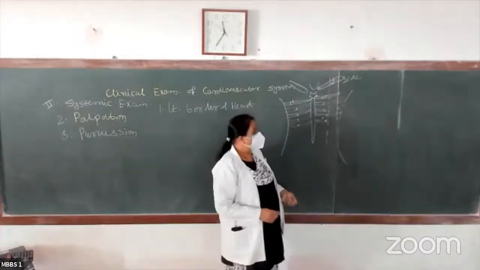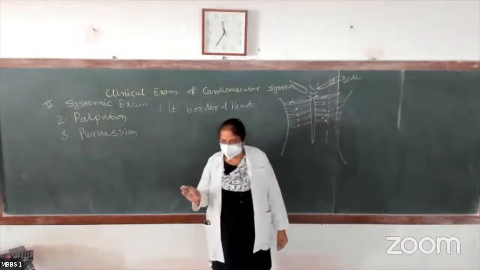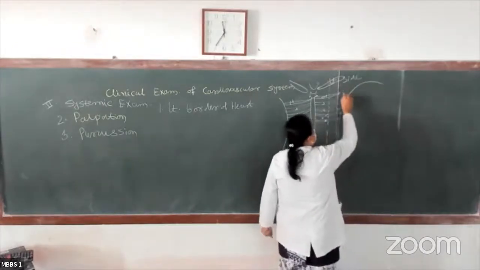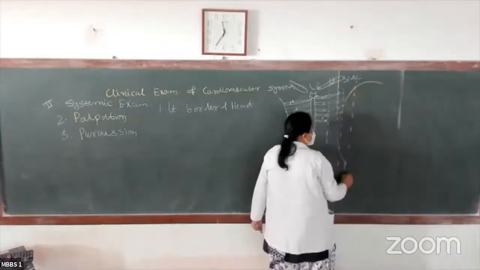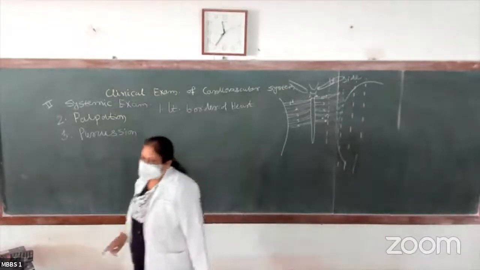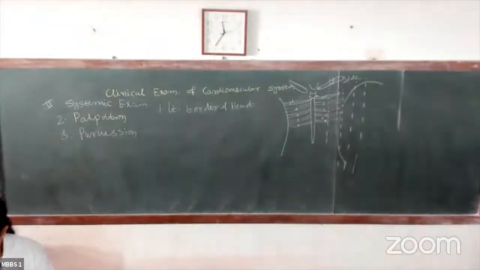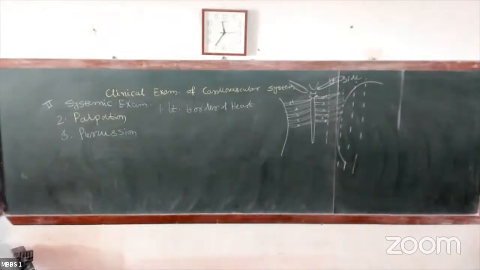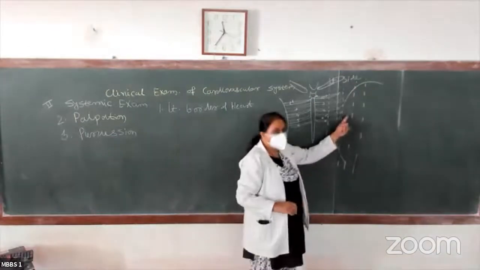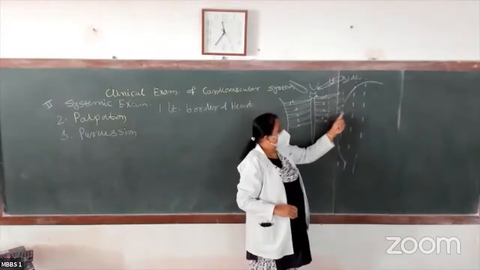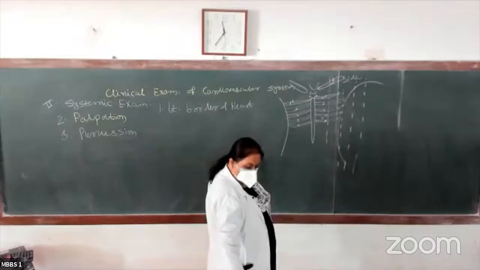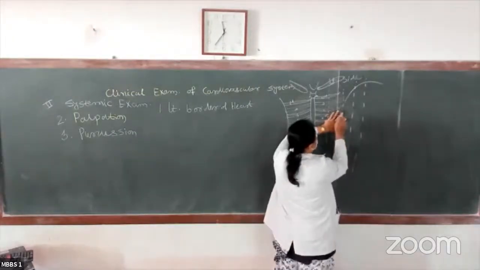Then what to do? At the axilla, there are three lines: anterior axillary line, mid axillary line, and posterior axillary line. So start percussion from lateral to medial. From the anterior axillary line, you start percussion, by putting your left hand in the left fifth intercostal space.